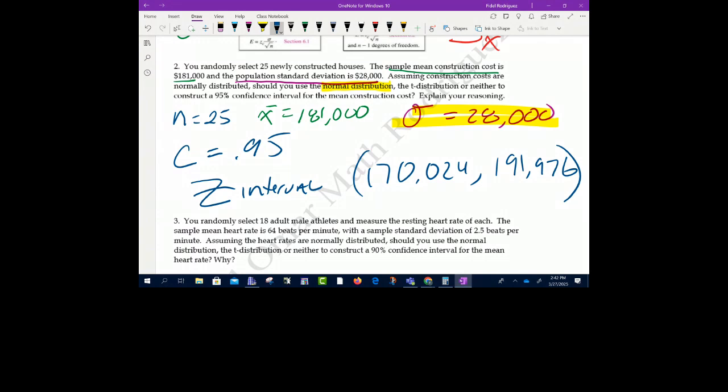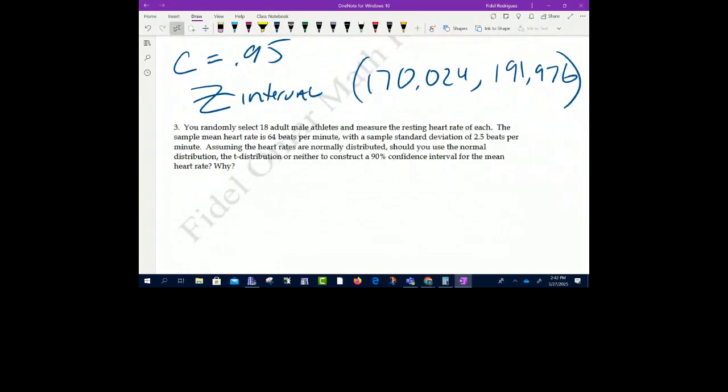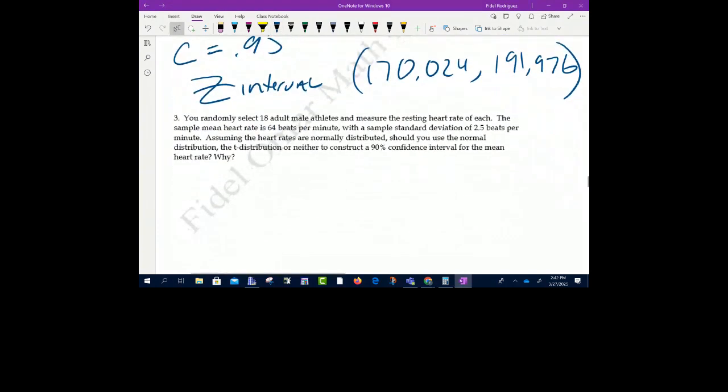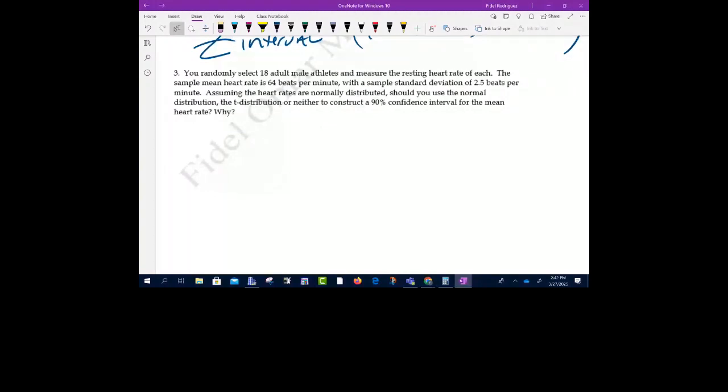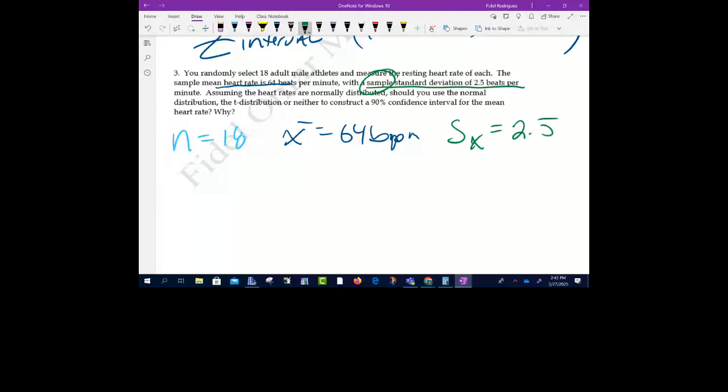All right. So look, y'all, we got just two more problems. This one, and then we'll go back and do that other one that we had skipped a little while ago. Let's see. We randomly select 18 adult male athletes. Look, y'all, my N is 18. We measure the heart rate of each. The resting heart rate is 64 beats a minute. Right here, my friends, I want you to look at that word, sample. That's my SX.